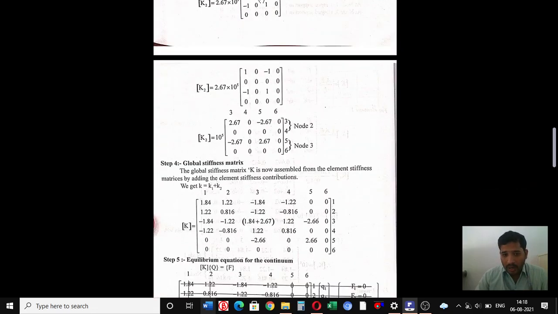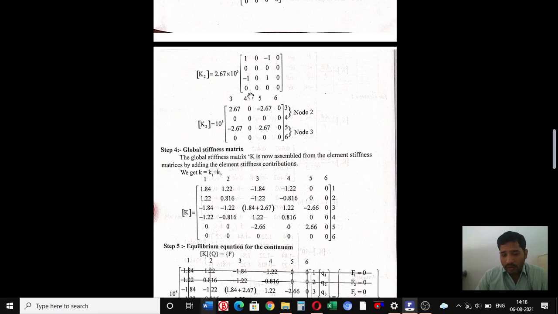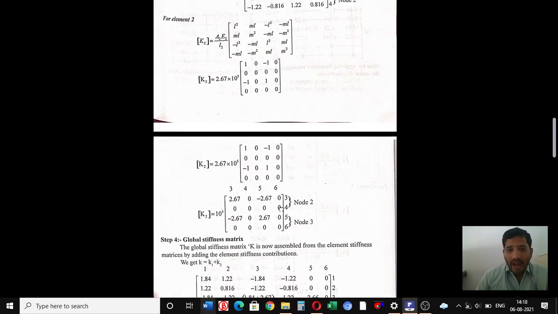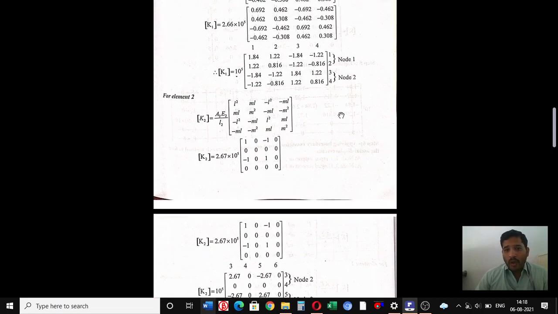Again, first node to the fifth node, is it available? Not available. If it is not available, then you need to consider this value as 0. First to fifth, 0. We don't have any matrix. First to 6, we don't have any matrix. For that reason we are representing it as 0. Clear?